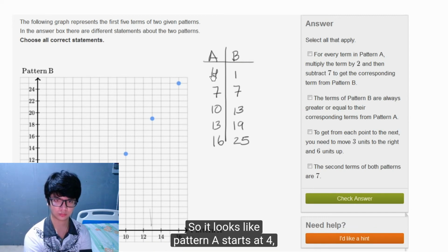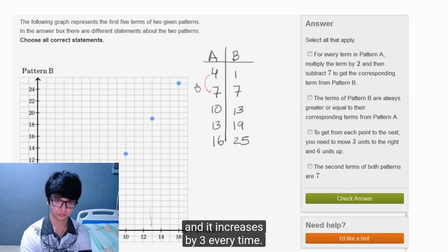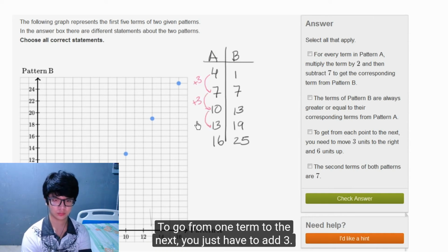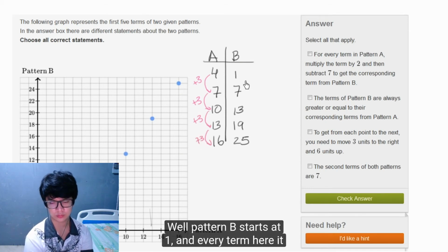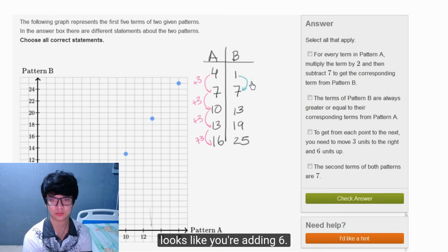Now before even looking at these, let's see what we can think about these patterns here. So it looks like pattern A starts at 4, and it increases by 3 every time. To go from one term to the next, you just have to add 3. Now what about for pattern B? Well, pattern B starts at 1, and every term here, it looks like you're adding 6.